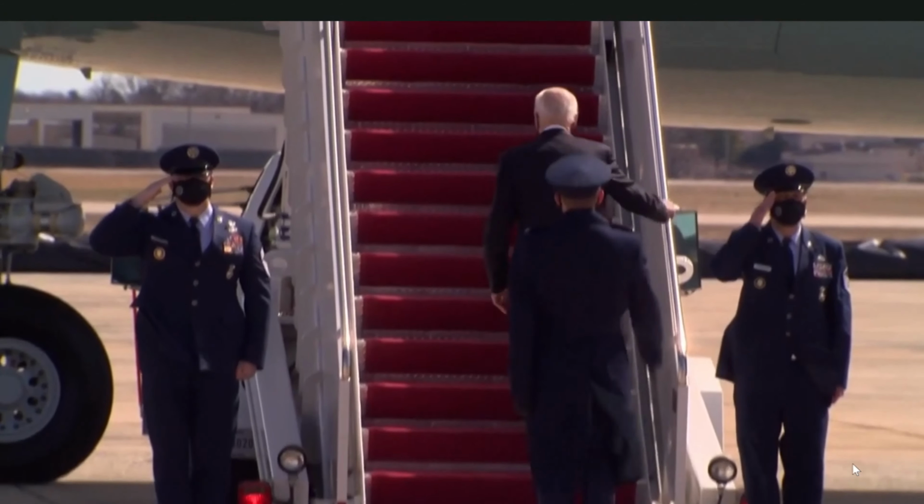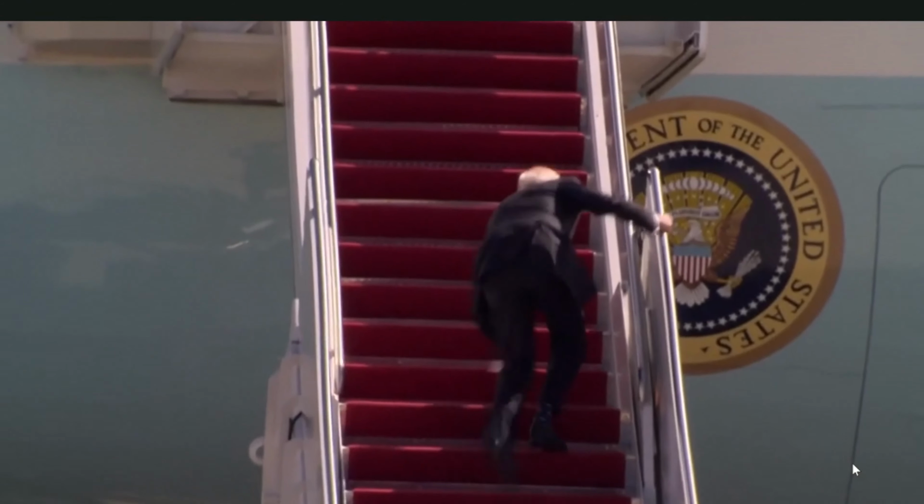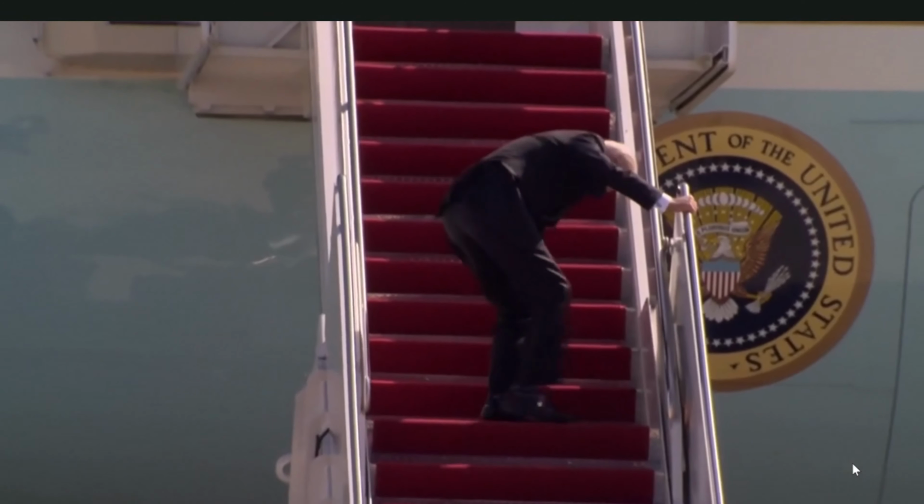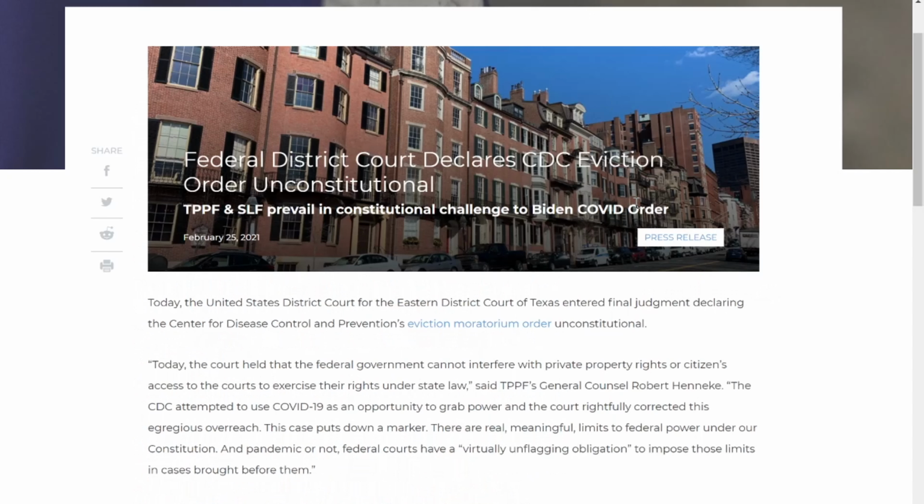President Biden has extended his eviction moratorium from January 2021 to the end of March 2021. And again, this is under review for further extension. But actually, did I mention that the Federal District Court of Texas has declared the CDC eviction order to be unconstitutional? This is what they've said, but you decide what's what and what stands.